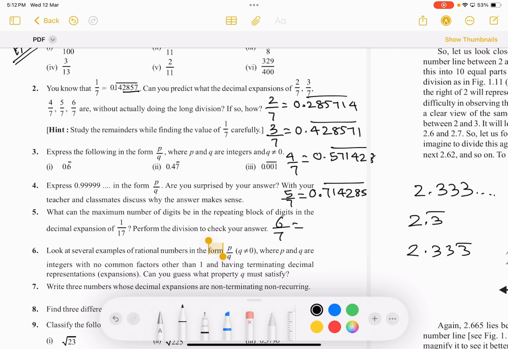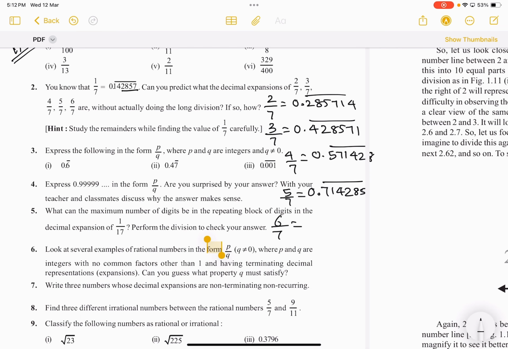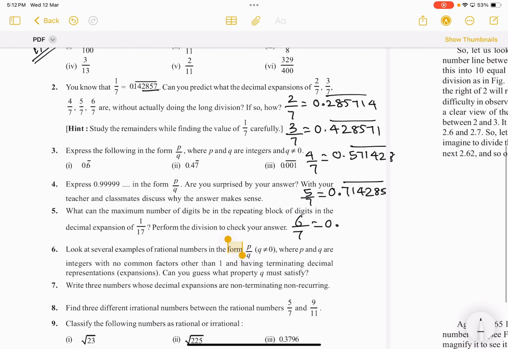This 3 is only repeating. Understand? But if you are repeating, mark a bar, you have to stop it properly. Only that much you have to write. Okay, 6 by 7. 6 by 7 means 60 divided by 7. How many times? 8 times 56. So the number will start from 8.